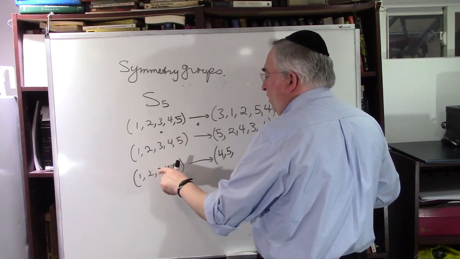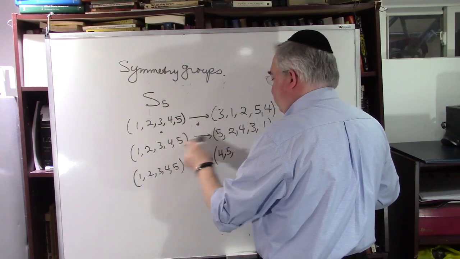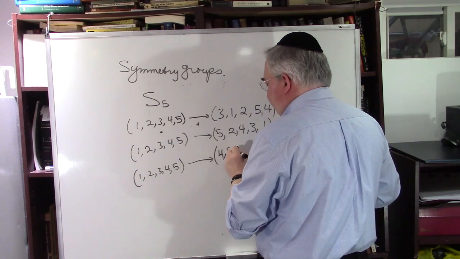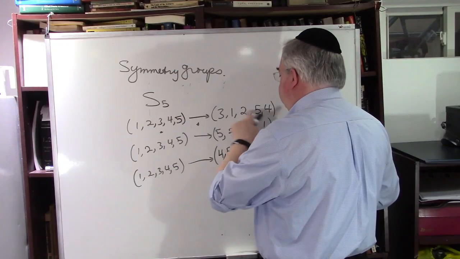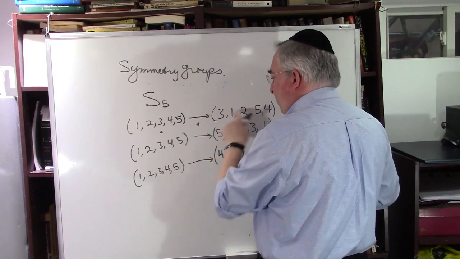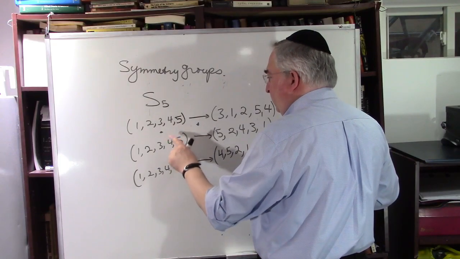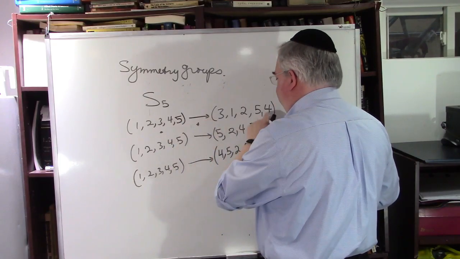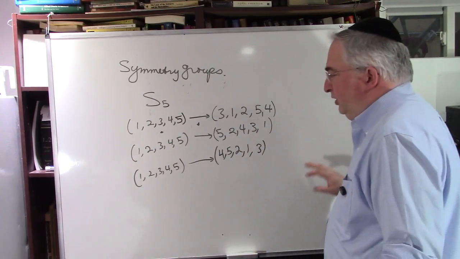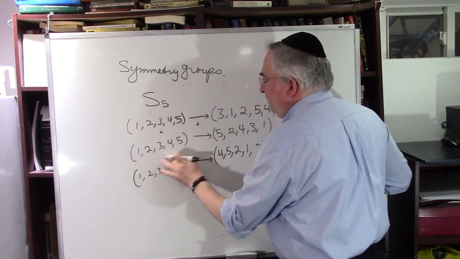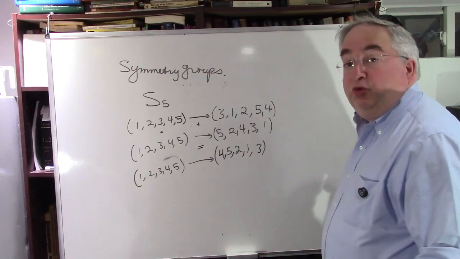Okay, let's do this. 3 goes to 2, and 2 goes to 2. That takes care of that. 4 goes to 5, and 5 goes to 1. That takes care of that. And finally, 5 goes to 4, and 4 goes to 3. So that's composition. The composition of this map and this map is equal to this. Okay, so that's the group operation.